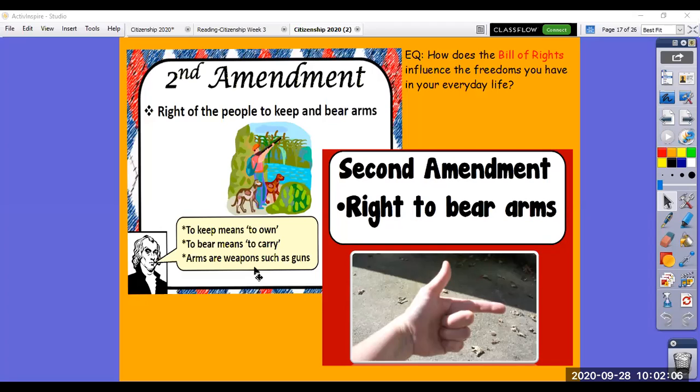And you can see the hand gesture here: you just take your thumb and your finger, and this is the right to bear arms, the Second Amendment. Okay, and draw yourself a little picture down here. They've got a picture on the slide there. It looks like a hunter.